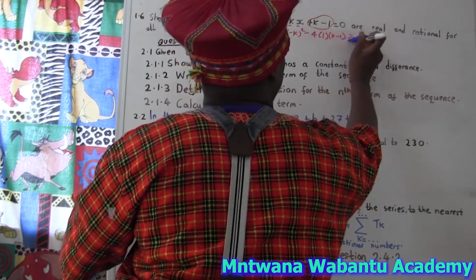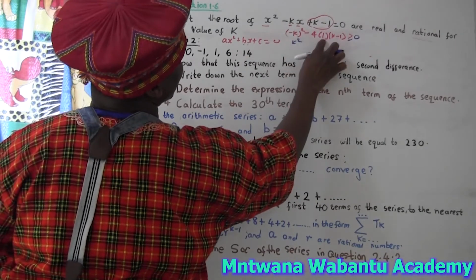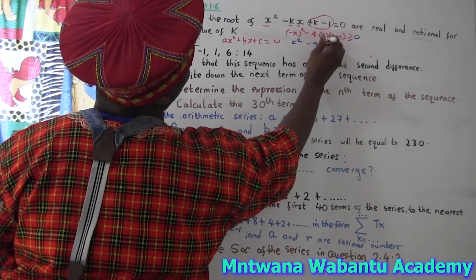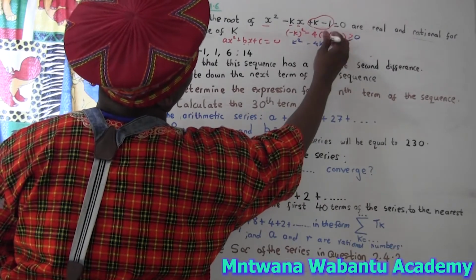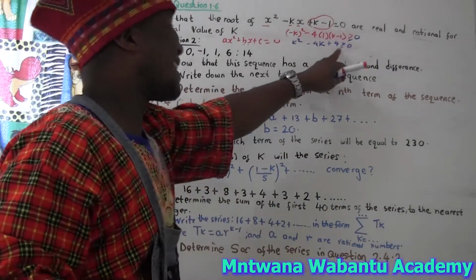Now let's check for perfect square. If it's going to be a perfect square, we say negative k squared equal to k squared. Now you multiply: negative 4 times 1, 4 times k, negative 4k, negative 4 times negative 1 plus 4 greater or equal to 0. So let's check. This is for real root.